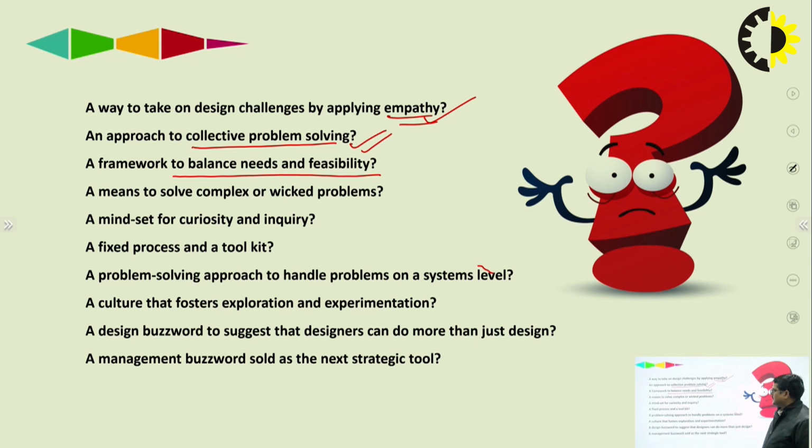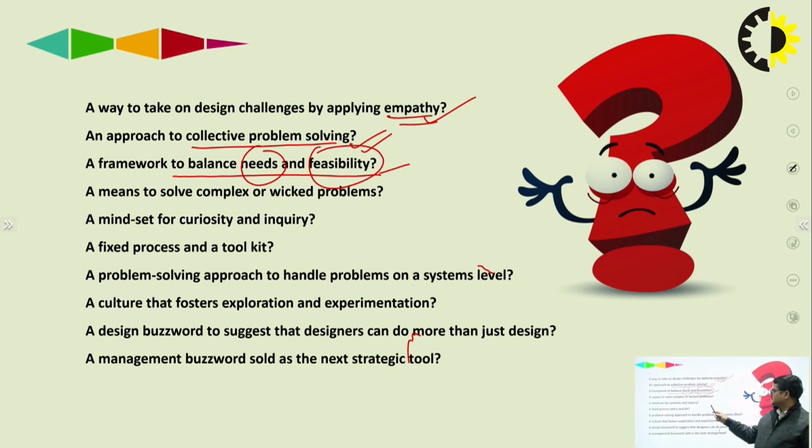So I can say that design thinking is a framework to balance the needs. Needs means what the user is actually looking for, and the feasibility: whatever we are delivering, is it actually useful for the user or not? Whatever I've understood from the user, am I able to deliver the same thing? That we need to understand, and this complete thing is coming as a framework in the name of design thinking.